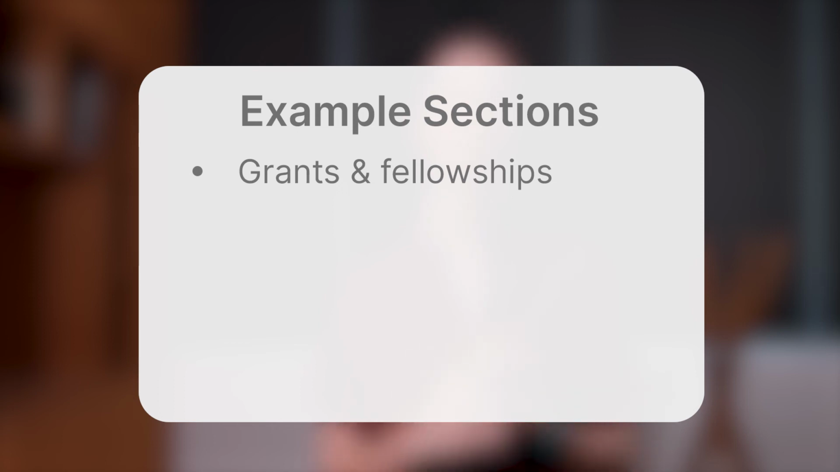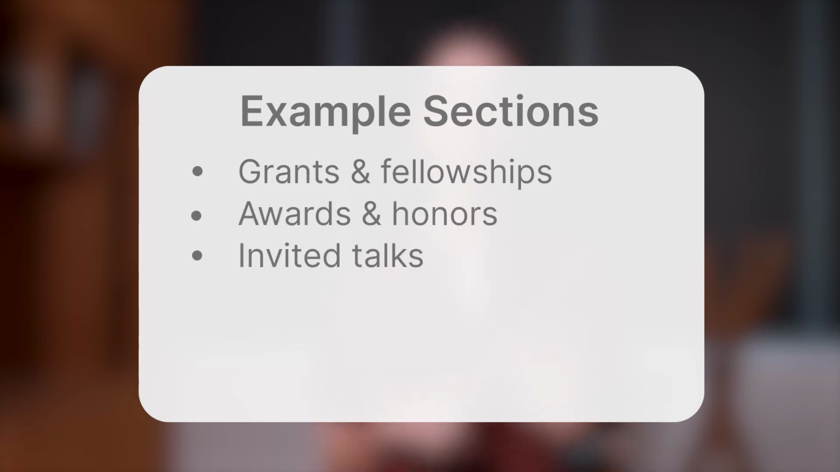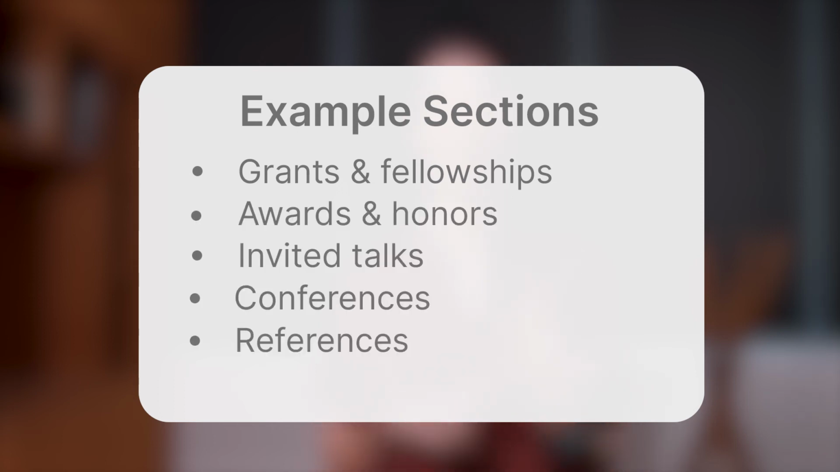What sections you include on your academic CV depends on your background and how much experience you have in your field. Just because your work hasn't been published yet, or you don't have much teaching experience, doesn't mean you can't create a strong application. If you're looking for ways to strengthen your academic CV, here's some other examples of sections you can add. Grants and fellowships, awards and honors, invited talks, conferences, references, and skills. Just keep in mind that everything on your CV should be relevant to the position you're applying for.